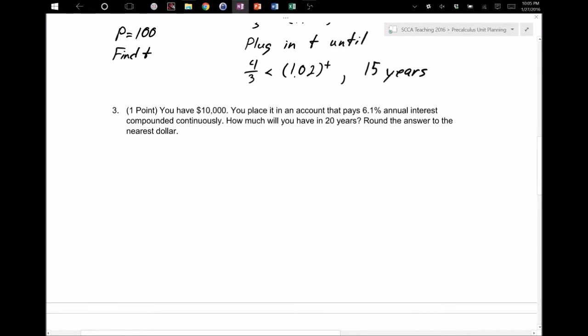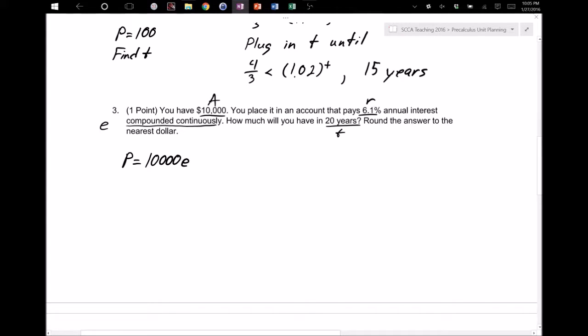So here's problem number 3. You have $10,000. You place it into an account that pays 6.1% annual interest compounded continuously. How much will you have in 20 years? So here is my A. Here is my R. Compounded continuously, that tells me I'm using e for my interest. Here is my T. So P equals 10,000 e to the R.